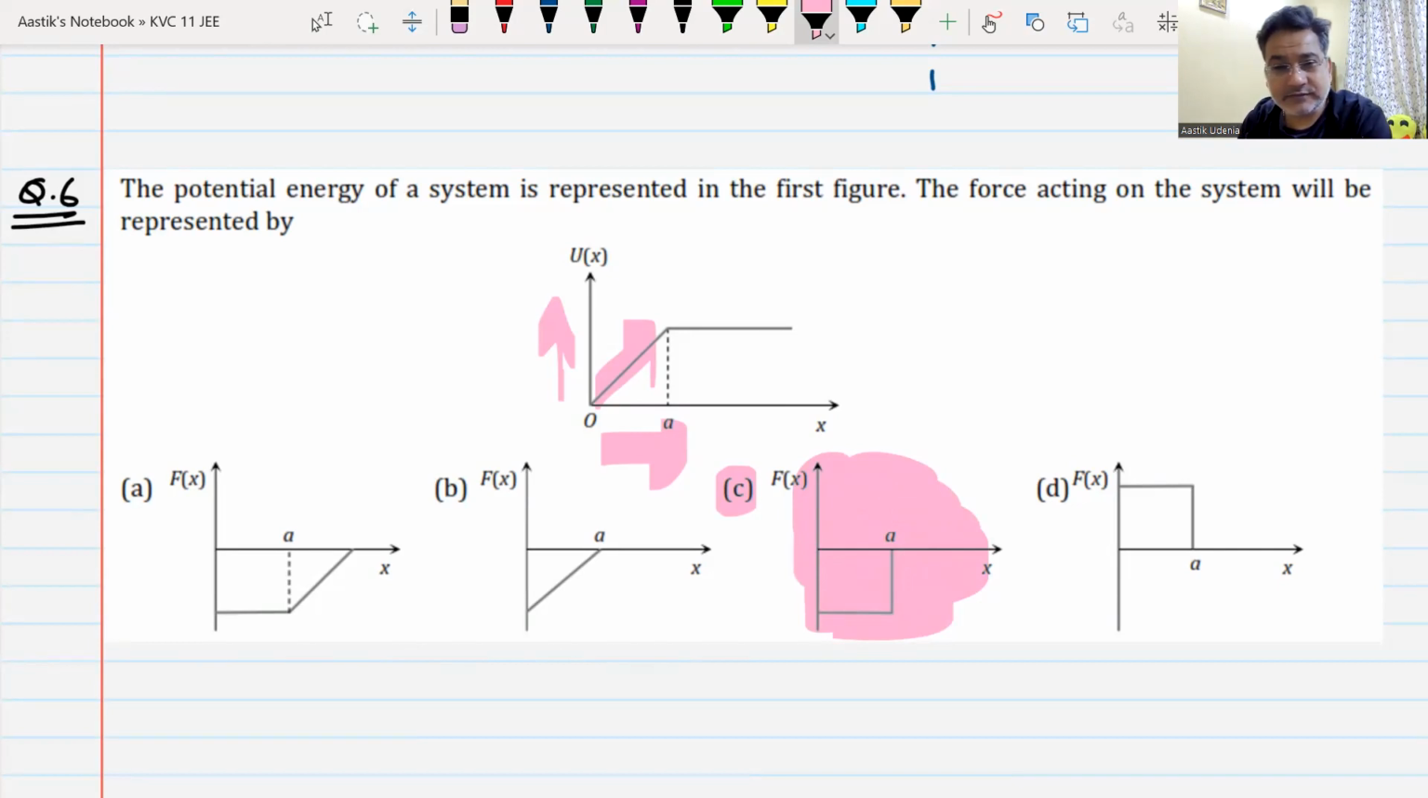Remember, when slope of U and x graph is positive, force is negative. Remember that, and if you find more questions, I don't think you will find any more of these. We are done with this topic. In the next class, we will go ahead and hopefully in a couple of classes, we should be able to wind up your work, power, and energy.